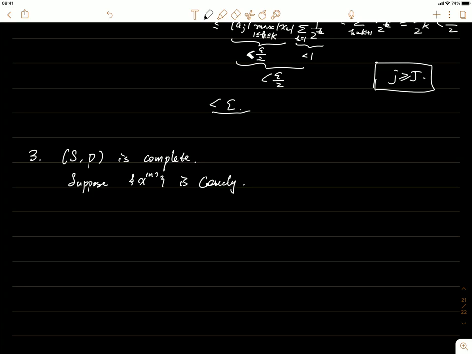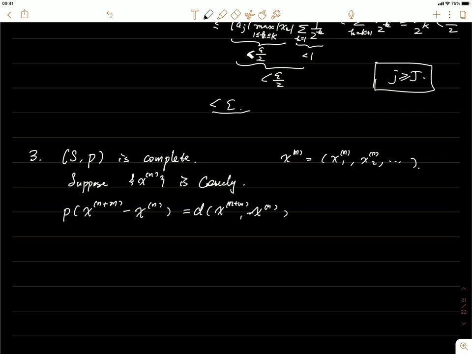Now this n is the index of the sequence, but each x_n, for each fixed n, is itself a sequence, right? So it's x_n1 and x_n2, and so on and so forth. We need to show that. Recall the definition of Cauchy. The sequence being Cauchy means that the p of x_(n+m) minus x_n, we know this is a distance between x_(n+m) and x_n, right?